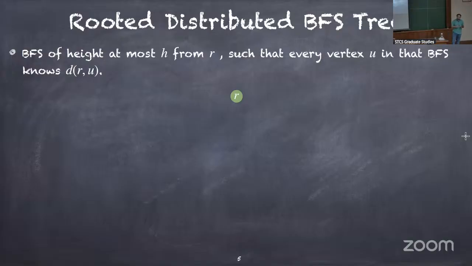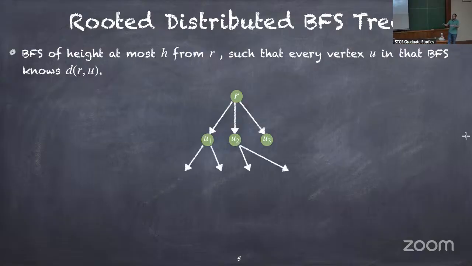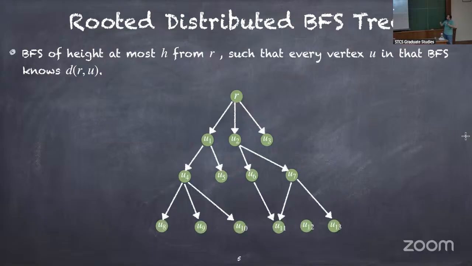In the distributed setting, what we can do is R sends to all its adjacent vertices that you guys are at level 1, or distance 1 from me. And then U1, U2, U3 will be sending that you guys are at distance 2 from R, and so on. If you are interested till height h from R, then it will take at most h rounds. So at most h rounds, you can do this single source BFS.